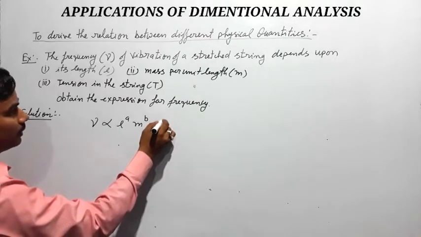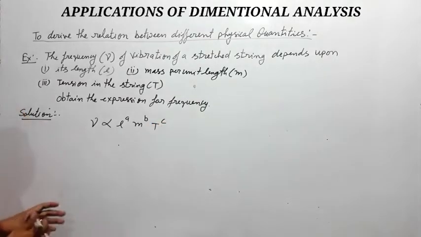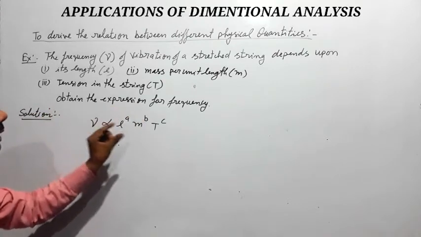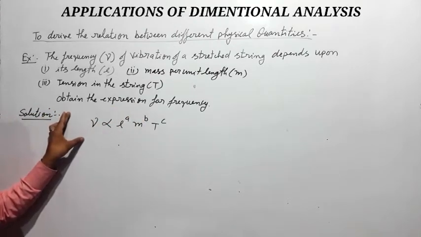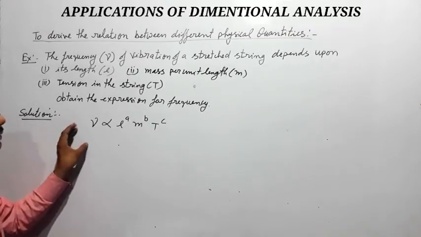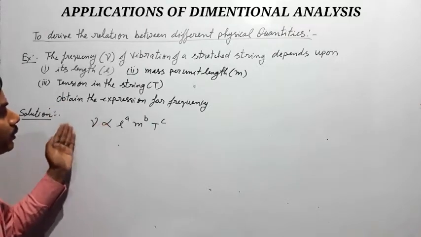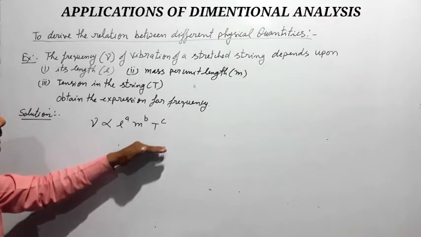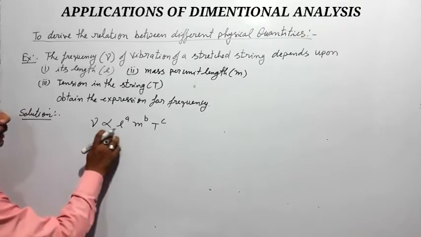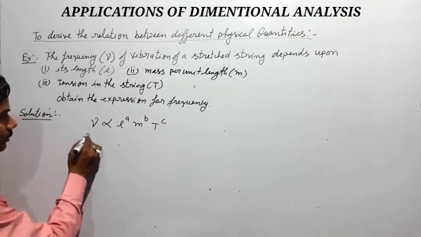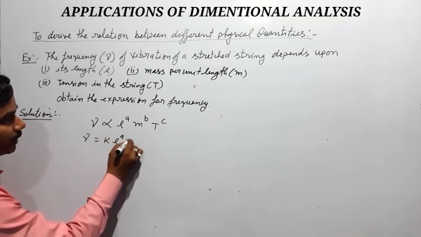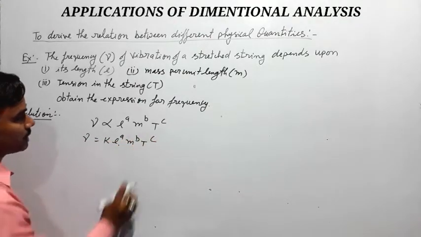जिस फिजिकल क्वांटिटी का हमको डेरिवेशन करना है, जिस फिजिकल क्वांटिटी की वैल्यू हमको कैलकुलेट करनी है, उसको लेफ्ट साइड रखेंगे, और वो फिजिकल क्वांटिटी जिन क्वांटिटीज़ में डिपेंड करती है उनको राइट साइड प्रोपोर्शनलिटी साइन के साथ पावर्स उनकी अप्लाई कर देंगे. क्लियर? सो जब हम प्रोपोर्शनलिटी साइन रिप्लेस करेंगे तो यह जाएगा फ्रीक्वेंसी इक्वल्स टू के एल टू द पावर ए, एम टू द पावर बी, एंड टी टू द पावर सी.